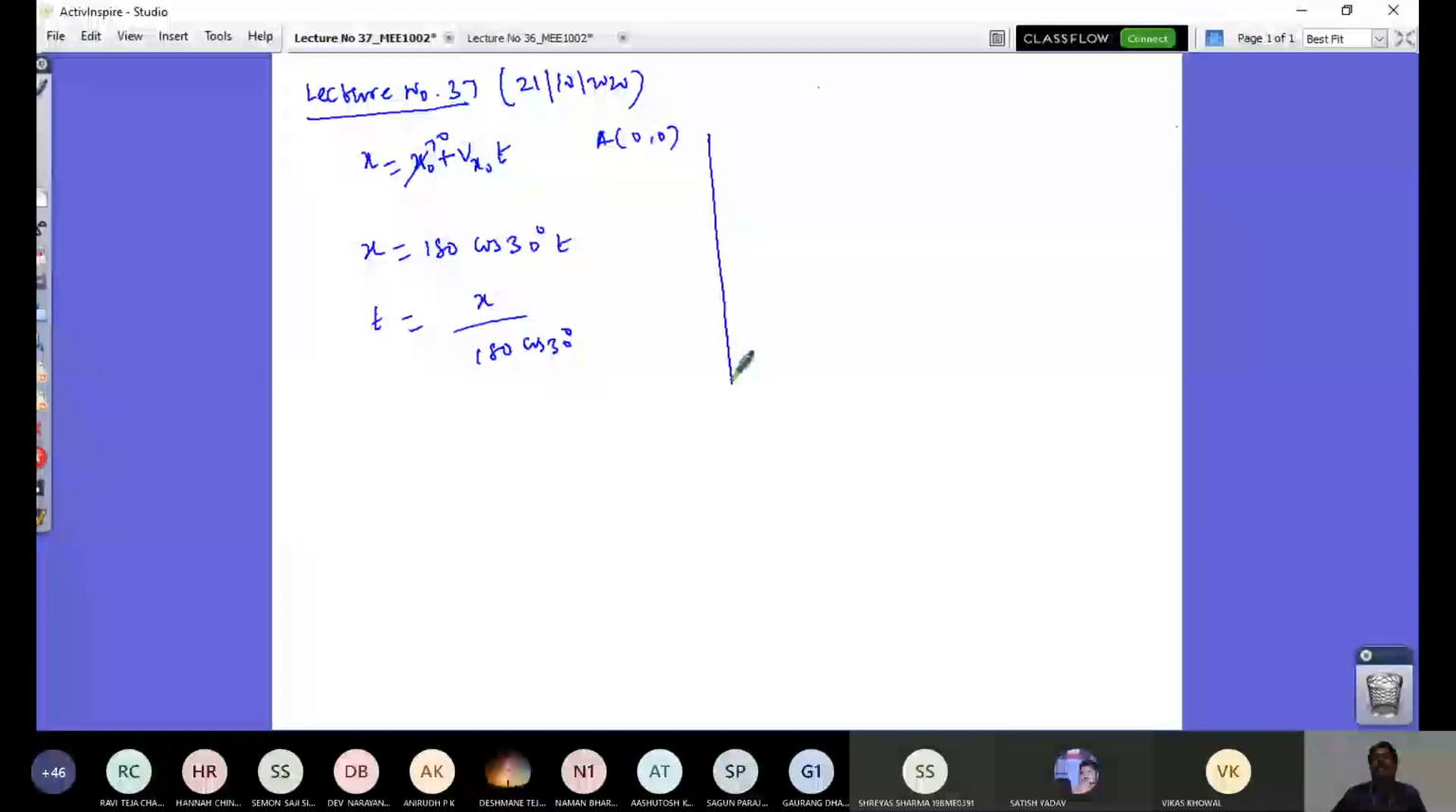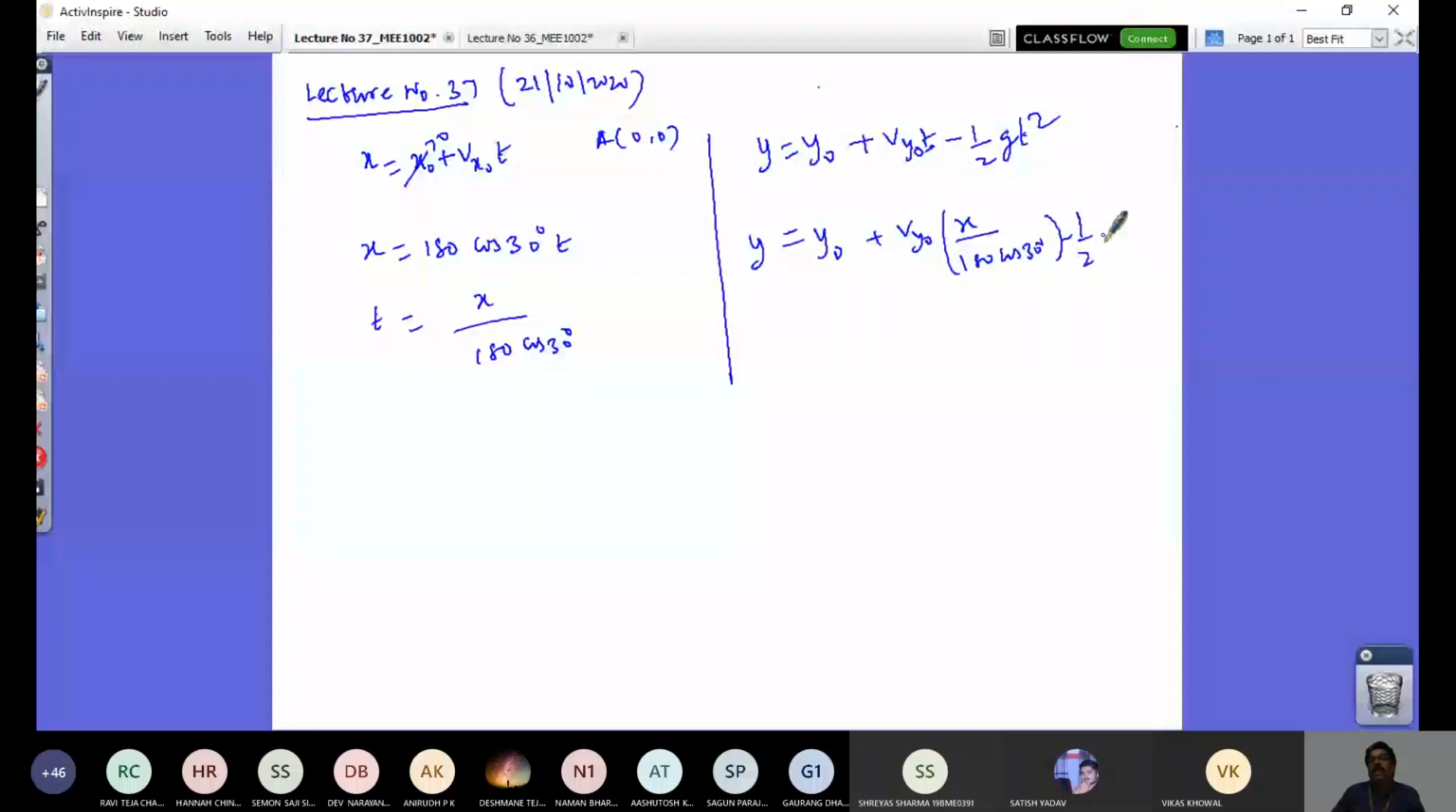Then I'll go to one of the primary equations, that is y is equal to y naught plus Vy naught t minus half g t square. In this I am going to substitute this t. This is going to become a path equation: y naught plus Vy naught into x by 180 cos 30 minus half into g into (x by 180 cos 30) square.